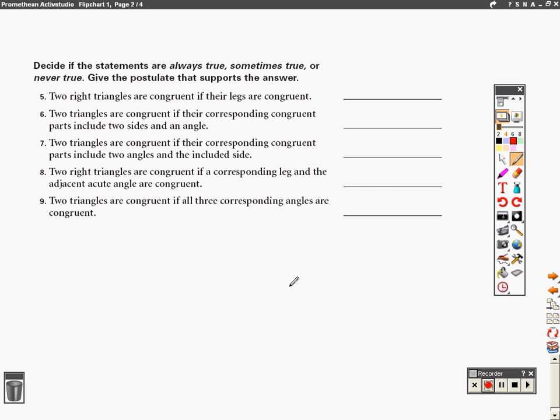All right, here are the next ones, the answers to 5 through 9. My best advice for these is whenever you get a problem, draw it and see what happens. You'll see that's what I'll do.